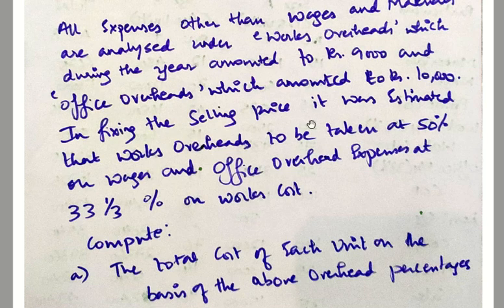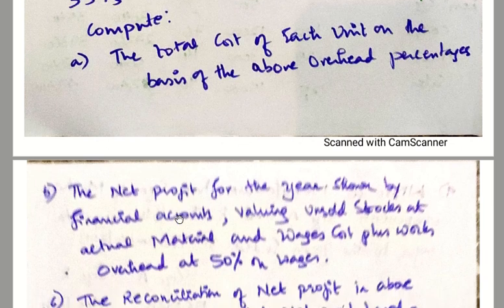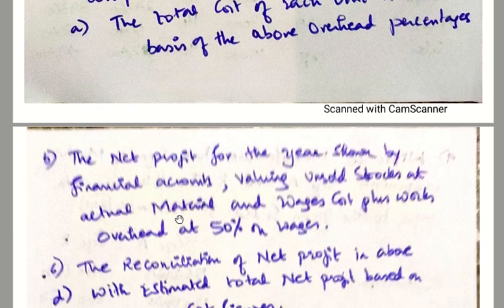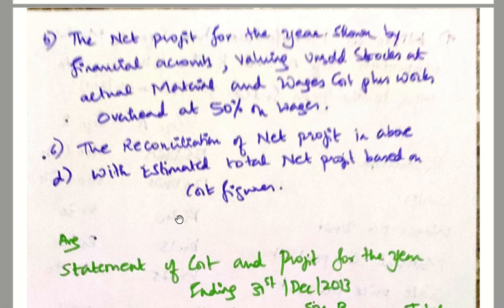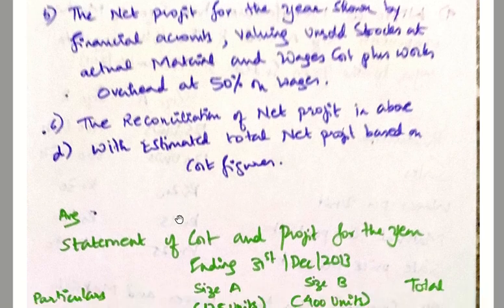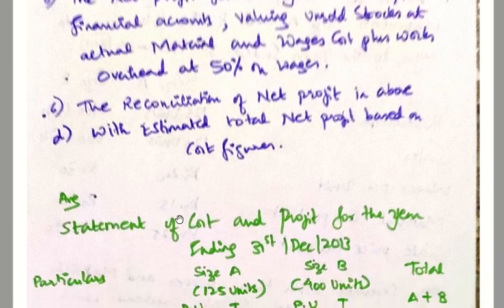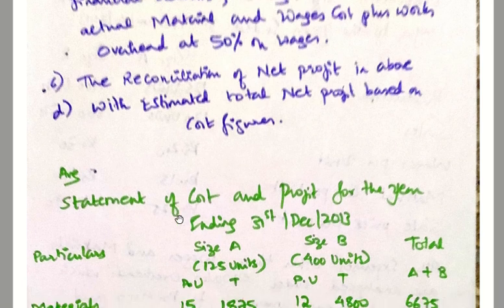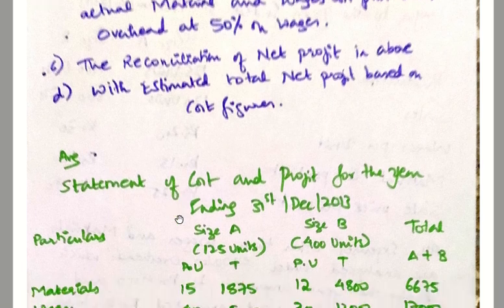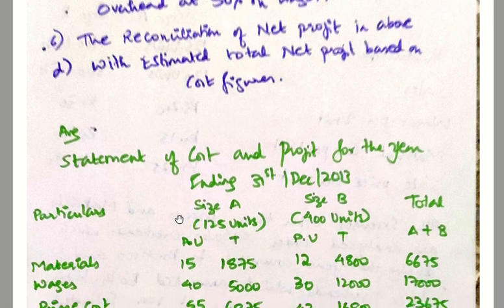In fixing the selling expenses, it was estimated that the works overheads be taken at 50% on wages and office overhead expenses at 33.5% on works cost. Compute the total cost of each unit on the basis of the above overhead percentage. The net profit for the year shown by financial accounts, valuing unsold stocks at actual material and wages cost plus works overhead at 50% on wages. Reconcile the net profit in the above with the estimated total net profit based on cost figures.